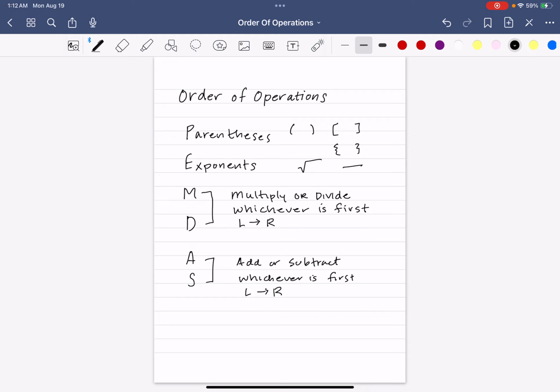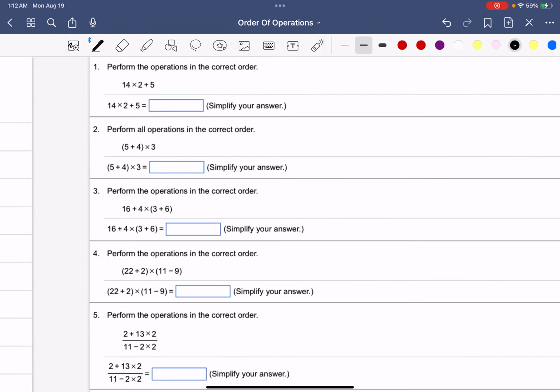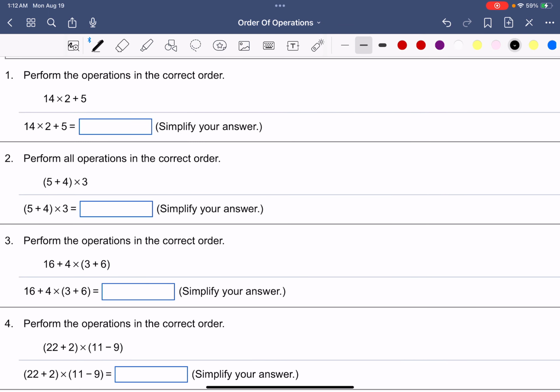So let's look at a few examples. You'll notice in example 1, I have 2 operations. I have multiplication and I have addition. Well, remember, multiplication is before addition. So we'll multiply 14 times 2 first to get 28, add 5, and then add those together to get 33.